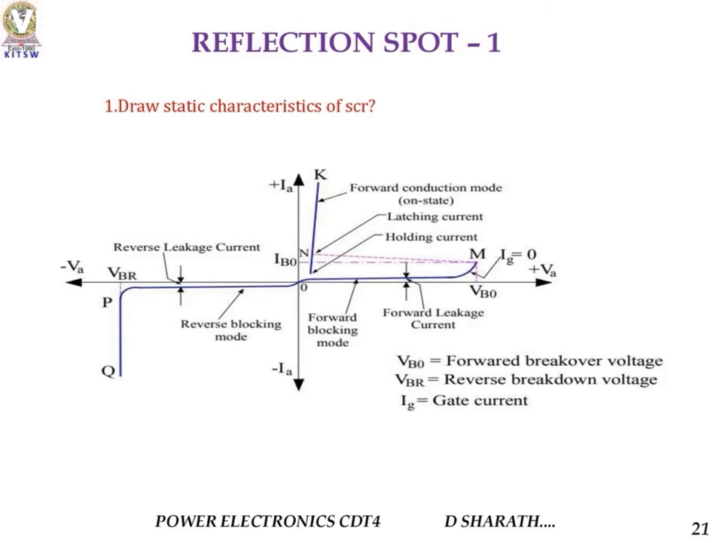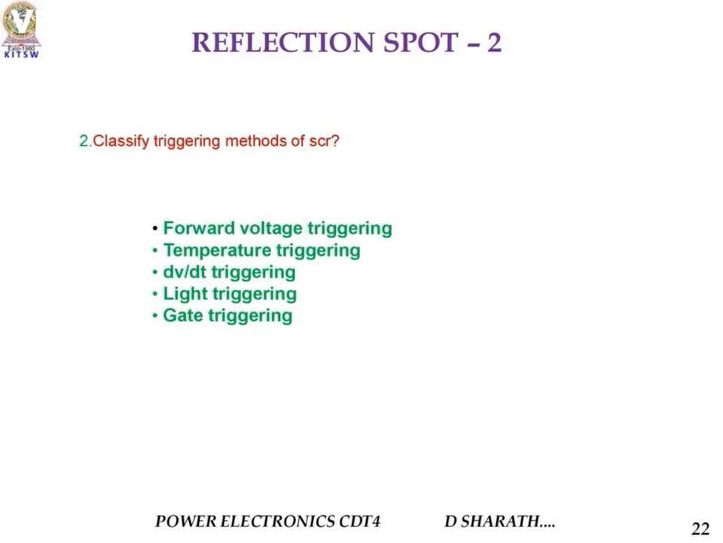In this, you have to mainly concentrate on the static characteristics of SCR. You have to represent where the holding current is, where the latching current is, what the forward breakover voltage is, what the reverse breakover voltage is, and what the gate current is. You need to observe here. Next, you have to study all the different triggering methods: forward voltage triggering, temperature triggering, dV/dt triggering, light triggering, and gate triggering. You have to study all five methods and make a comparison between them.